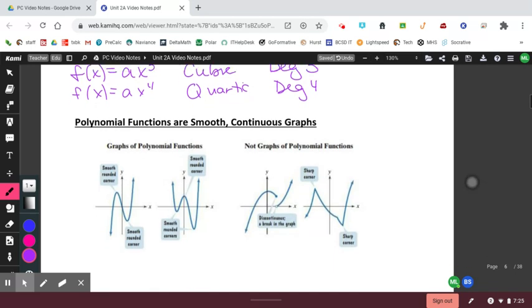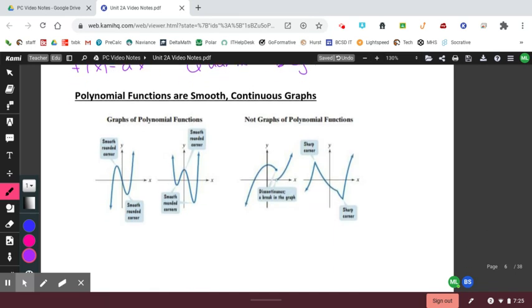All right, so polynomial functions are smooth and continuous. There are no breaks in the graph, and there are no sharp corners. Okay, these are not polynomial functions here. These are polynomial because they're smooth and rounded as you turn, at maximums and minimums, whether they're relative or absolute. Okay, so these are things you should recognize.